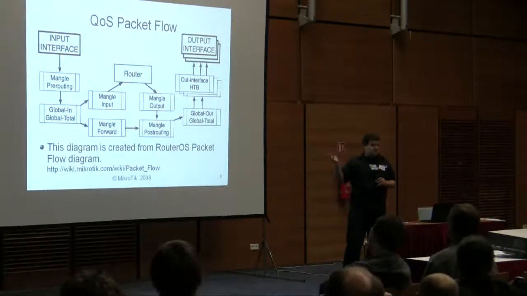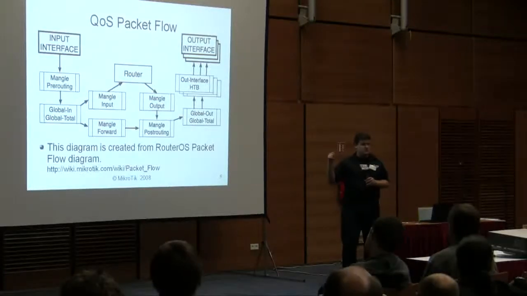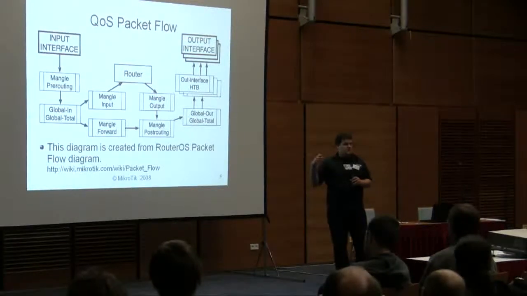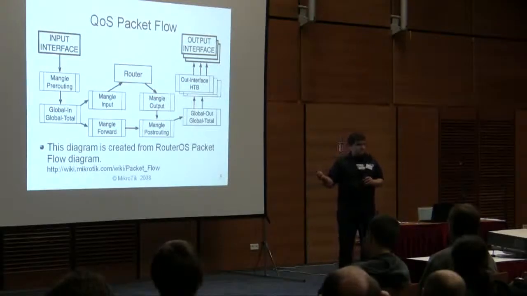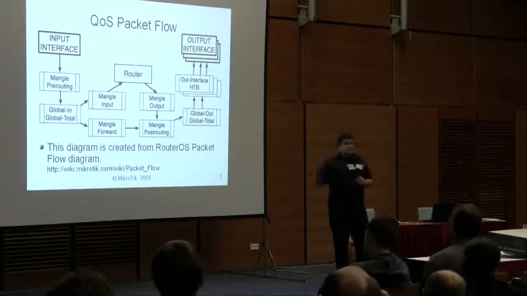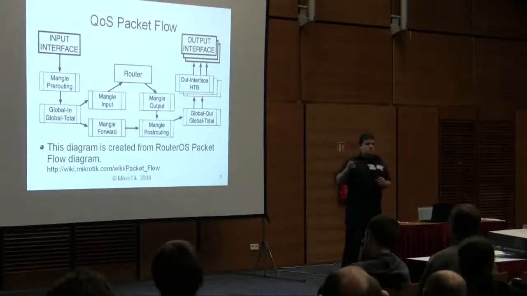If you have 10 interfaces, you have 10 output interface HTBs. So all the packets that will leave via either one will go to that one HTB. It will not be captured by any other output interface HTB. And then packets are either dropped or leave through the output interface. So that's the way we should be concerned when we talk about mangling and queuing.